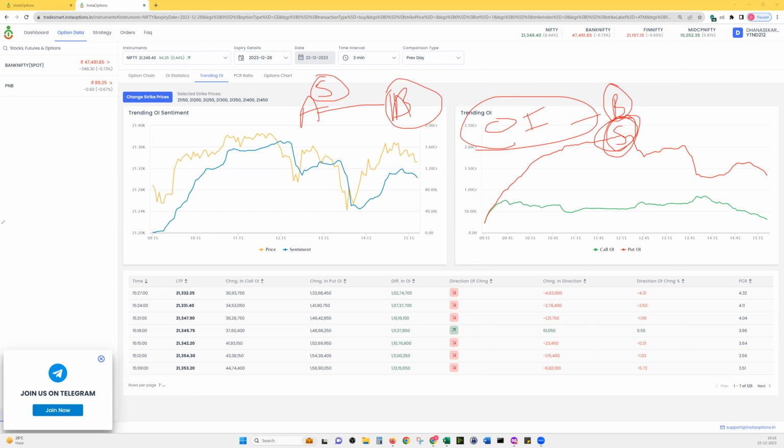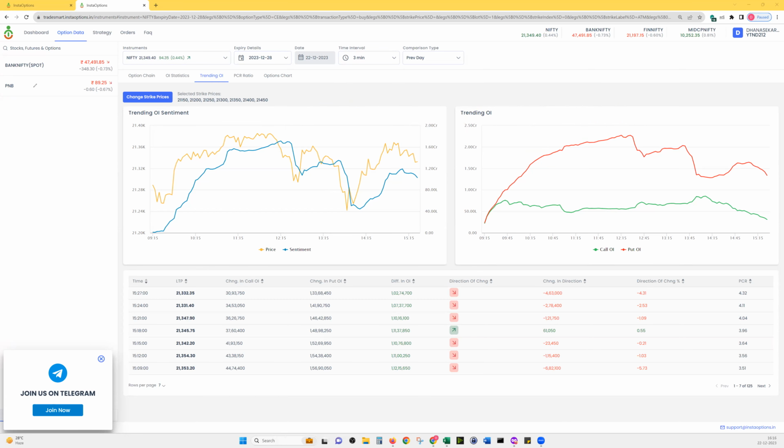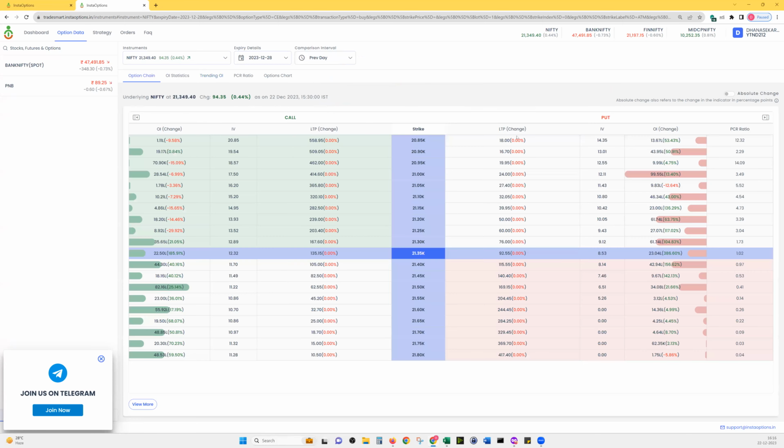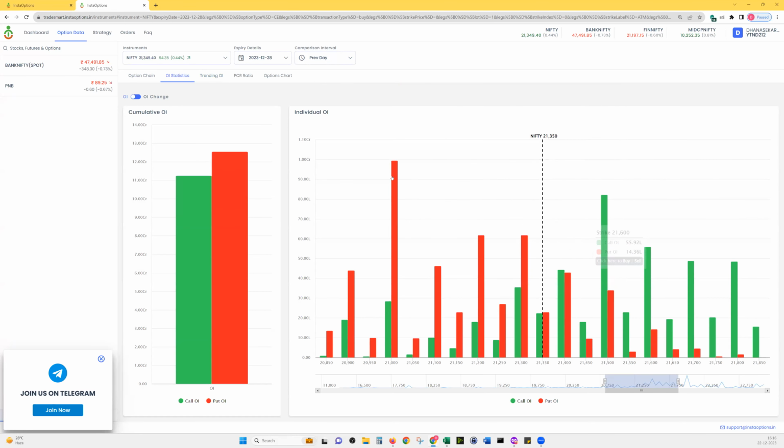Now this is what you will see everywhere on an analytical platform. How many of you have seen this page? It's not only InsiteOptions, there are many platforms which provide a screen like this. How many of you have seen this earlier? Okay, so what it means is that these are open interest.